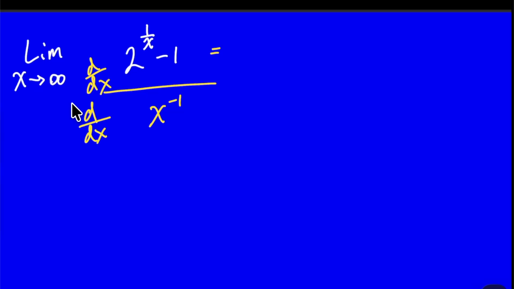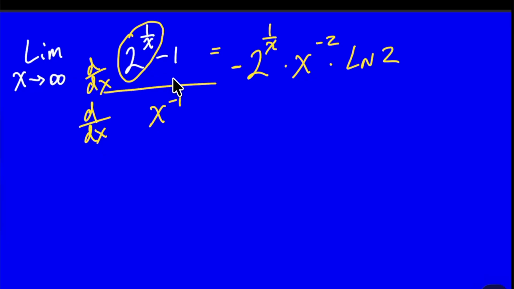Apply the d/dx operator. Okay, so for the derivative of this, we're going to rewrite it as 2 to the 1 over x. Then we take the derivative of 1 over x, which we know to be negative x to the negative 2. And then we have to take the natural log of the base. And on the bottom, we're going to get negative x to the minus 2. Okay, folks, this is going to cancel out. This is going to cancel out.